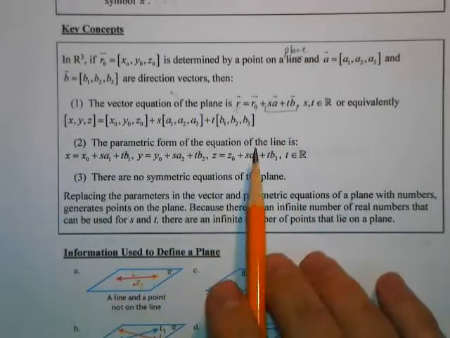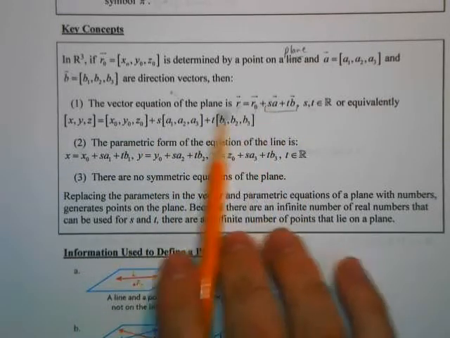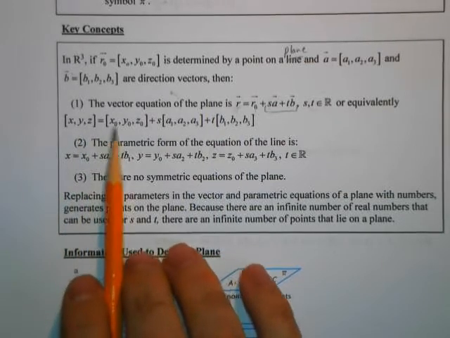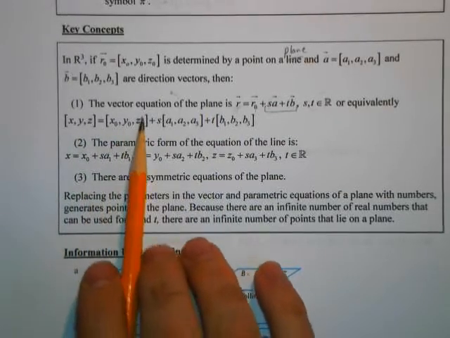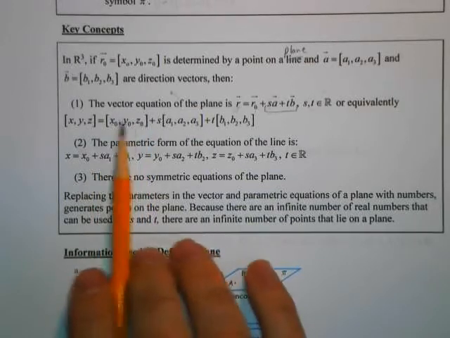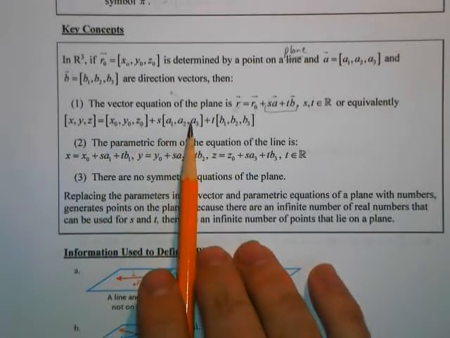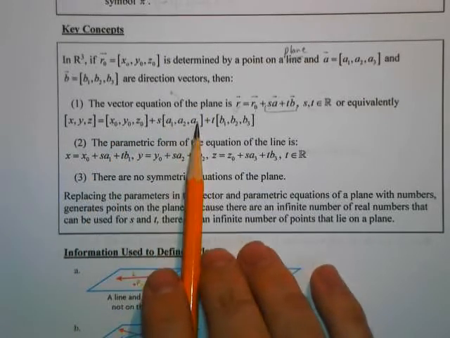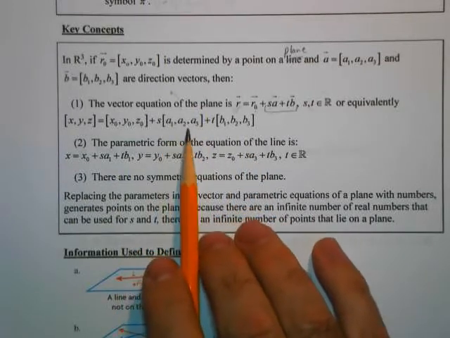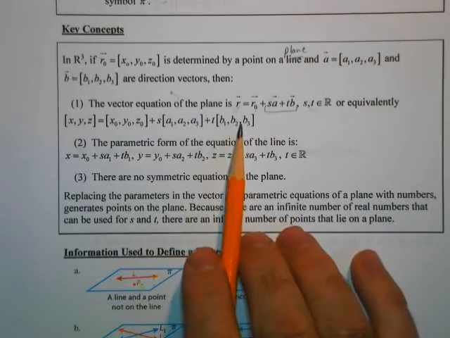Okay, so if we break that out into components, we've got the x, y, z vector is equal to x naught, y naught, z naught, and that's the position vector. That's basically the coordinates of the point on the plane that we know about. And then we have our two direction vectors. First direction vector is A with its components A1, A2, A3. Second direction vector is B1, B2, B3.